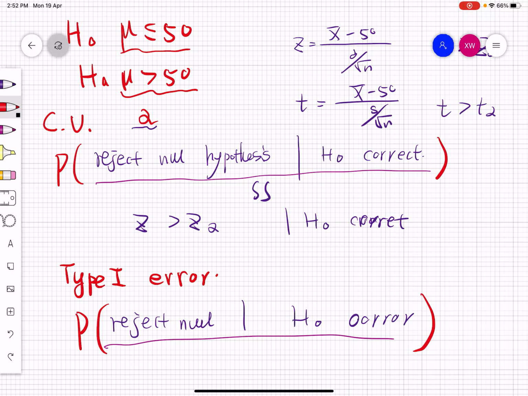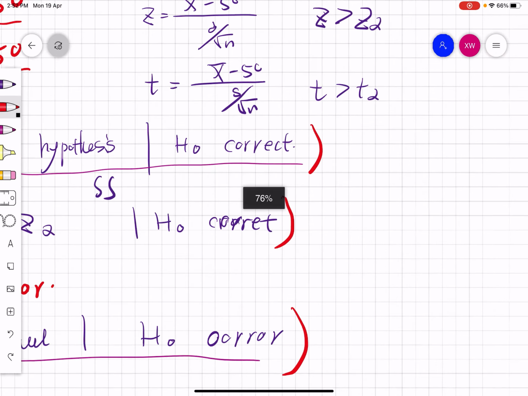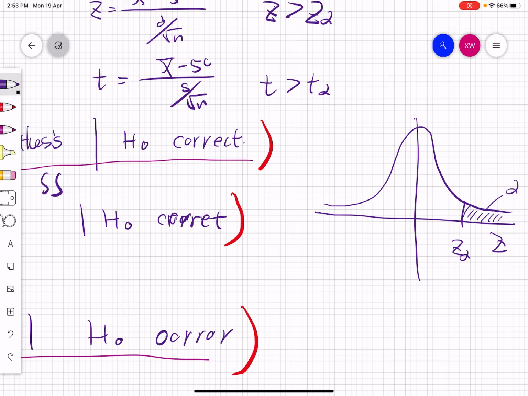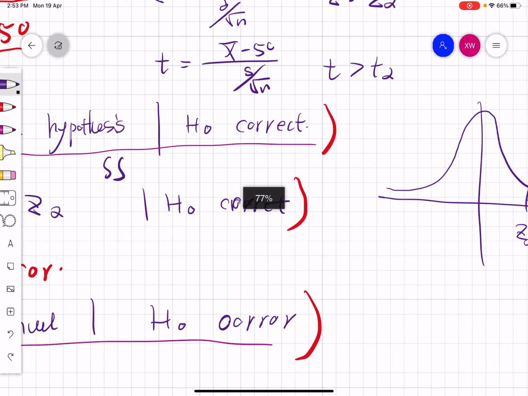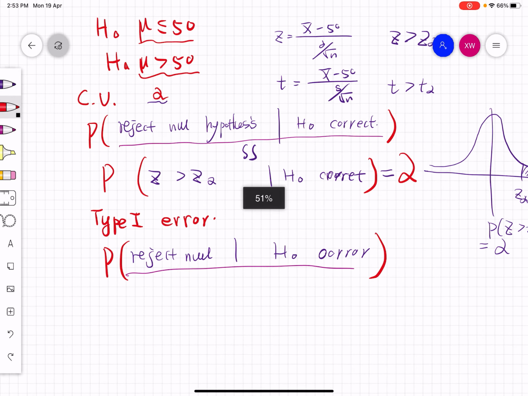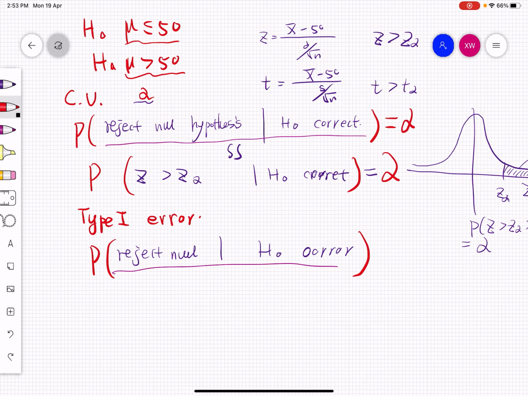So what's that probability? That's also equal to the probability of this one, z larger than z alpha. I want you to pay attention to the z distribution here. This is how we find z alpha: given the probability is alpha on the right side, we can find z alpha. So the probability of z larger than z alpha is exactly equal to alpha. So it implies this one also equals alpha, identical. This one also equals alpha.